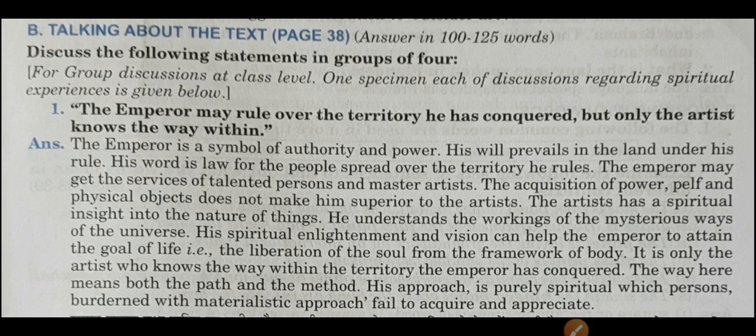It is only the artist who knows the way within the territory the emperor has conquered. The way here means both the path and the method. His approach is quite spiritual, which persons burdened with a materialistic approach fail to acquire and appreciate. So the king belonged to the materialistic world. He could not realize the sanctity of the painting which Wu Daozi had created. That's why.